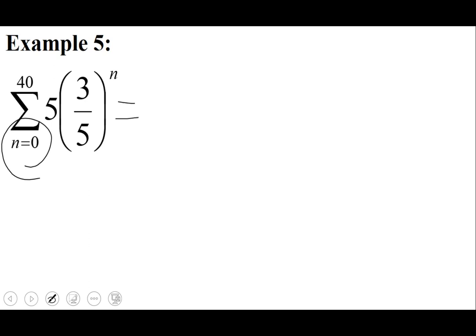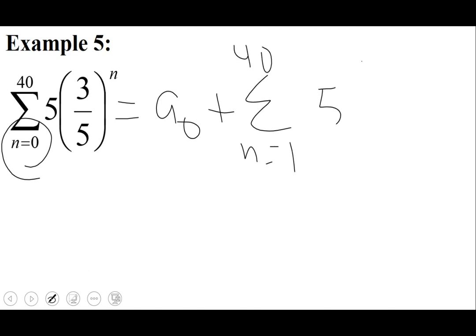If the formula is only good from 1 to n, and we're going from 0 to n, you actually have to start by finding whatever the 0th term is. Then you're going to add the sum of the terms from 1 to 40. So for the sum of a finite geometric sequence, this is the procedure you'll always have to follow if you're starting at 0 as opposed to starting at 1. And you're never going to see any other examples except starting at 0 or starting at 1.